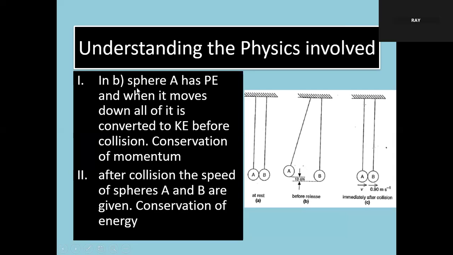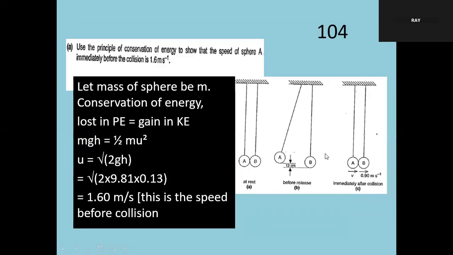Sphere A has potential energy, and as it moves down, it is converted into kinetic energy. Momentum is conserved. After collision, the speeds of A and B are given. Conservation of energy.